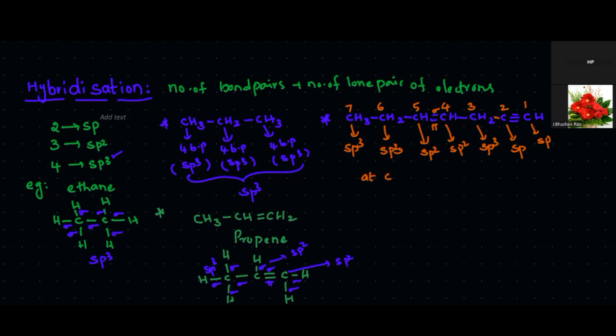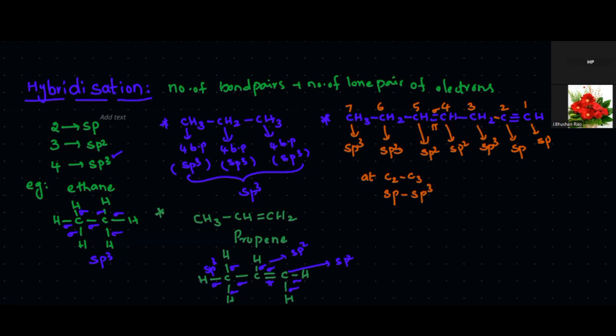At C2, it is the second carbon. What is the hybridization? sp. Next, this carbon is the third carbon. The hybridization is sp3. So what is the combination? The combination is sp, sp3 hybridized carbon atoms present at the second and third position. Sometimes they will ask like this also.